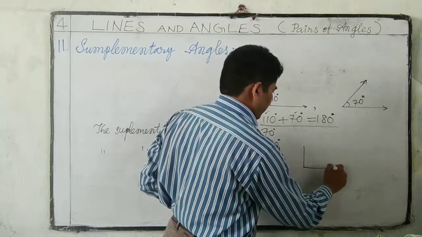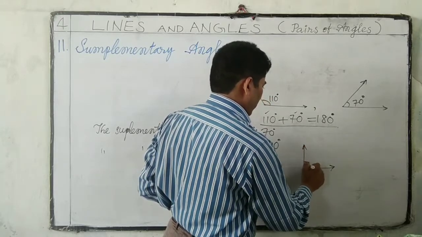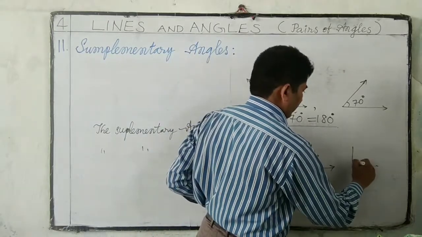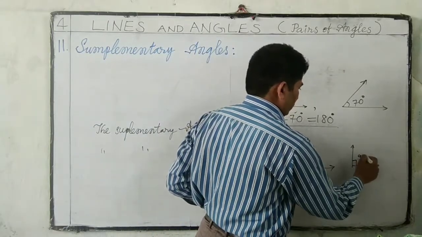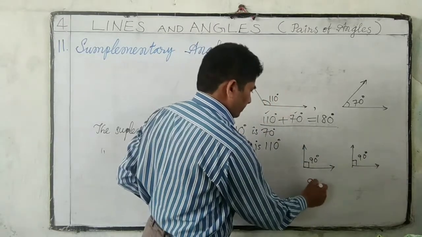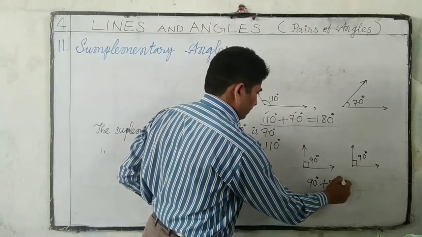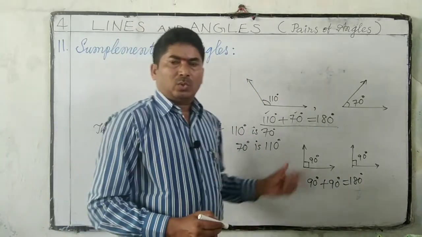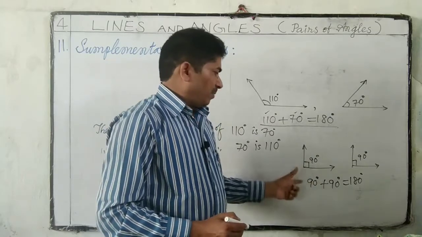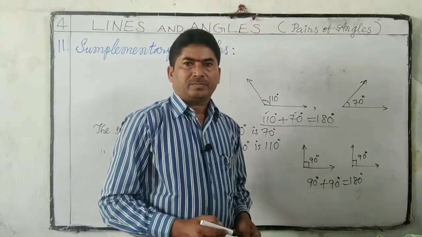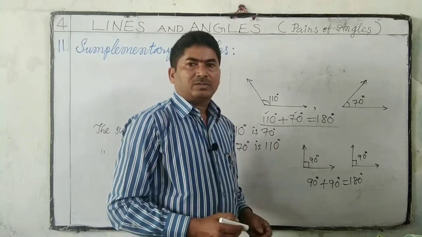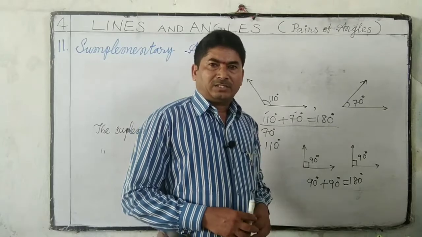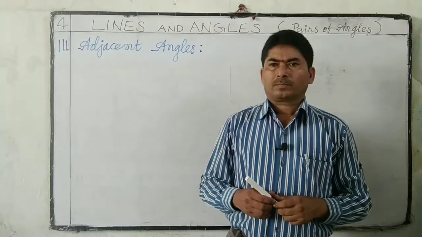Let us observe in a figure. 90 degrees, one more angle 90 degrees. So the sum of these two angles is 180 degrees. So that's why these are supplementary angles. Two right angles are always supplementary to each other.